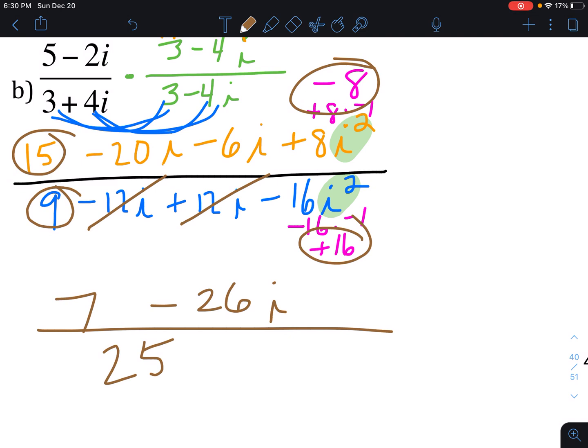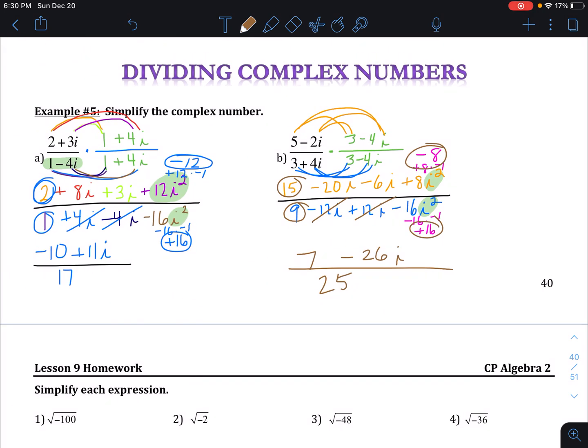And as I said for letter A, again, this is a fraction. We are trying to see if we can reduce it, but we cannot reduce this. 7 does not divide by 25. 26 does not divide by 25. So that problem is done. And as promised, we no longer have i's in the denominator.